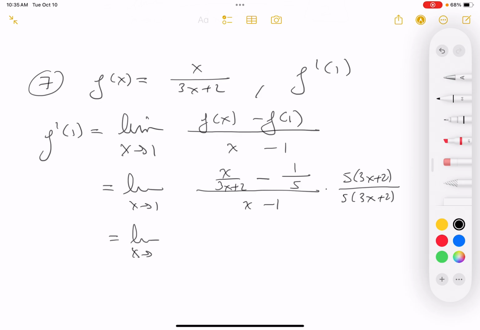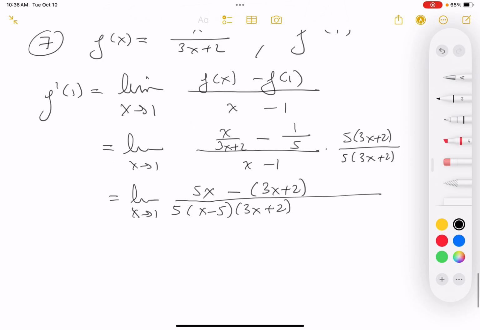Limit as x goes to 1. The bottom is x minus 1, times a factor of 5 and a factor of 3x plus 2. What do you get on top? Well, you're going to get 5x minus, in parentheses, 3x plus 2. I think I made a mistake somewhere, and I got to look at it. I'm seeing 5x minus 3x, which is 2x, and I'm seeing that might be, no, it's not.